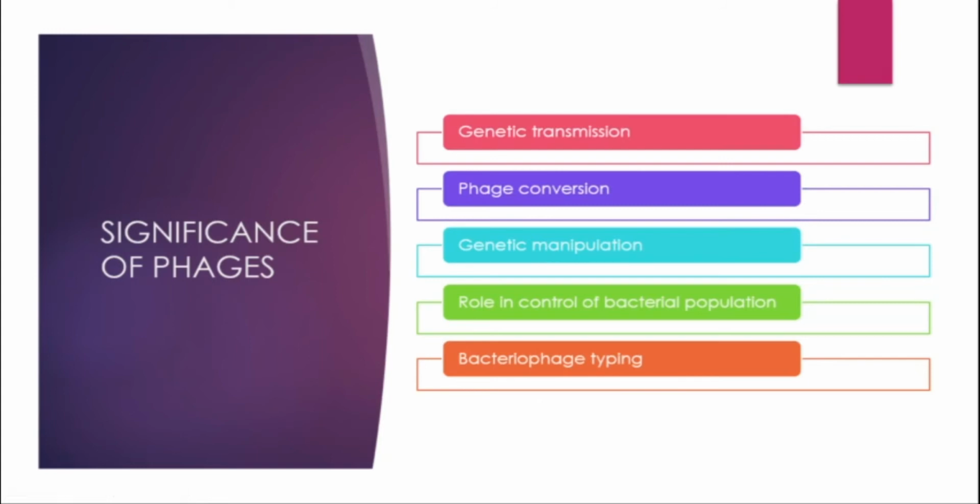With this, we can make some genetic manipulations in the bacterial family. This is something we use in genetic engineering, where one simple example is introducing insulin genes into bacterial cells. Bacteriophages can act as vectors for transmission of a particular gene from one species to another species.